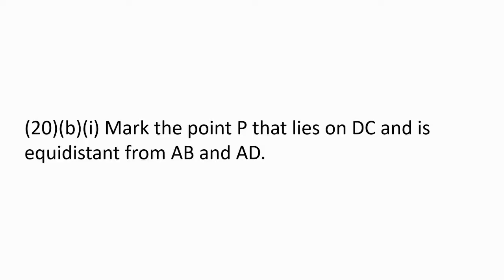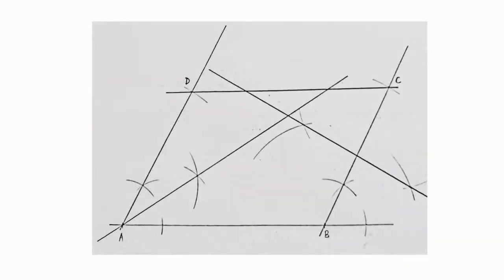Part B1, mark the point P that lies on DC and is equidistant from AB and AD. So, using the construction we have done in part A, we have been asked to mark point P which lies on DC and is equidistant from AB and AD. In short, we have been asked to find the point where the locus of the points equidistant from AB and AD touches line DC, and that point is point P.